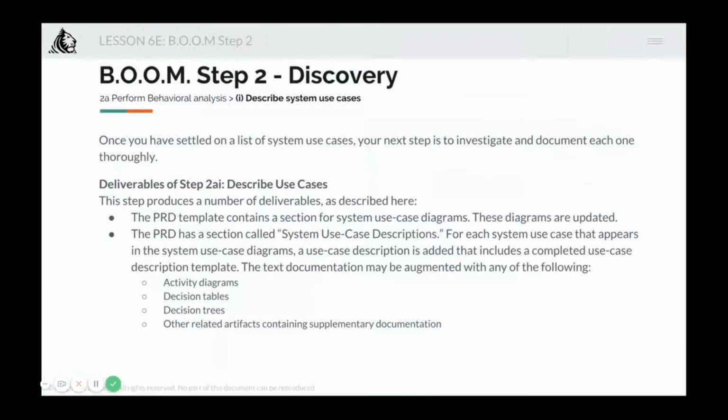The text documentation may be augmented with any of the following. So you can have activity diagrams, decision tables, decision trees, or any other supplementary documentation. If you have not heard of these terms, don't worry because I'll be covering them very soon.